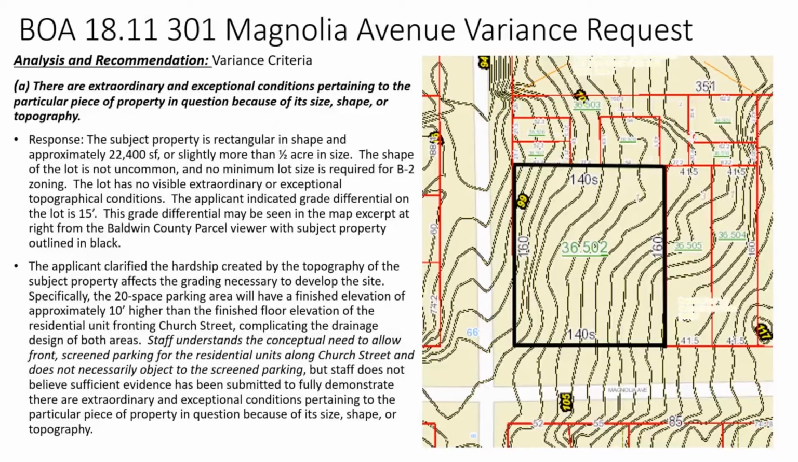And then we note the grade differential that we mentioned over there on the right side of the page. The property is slightly more than a half acre in size, almost a square property. It's slightly longer north to south. You'll also see the applicant clarified the hardship created by the topography of the site affects the grading. The applicant also noted that the finished elevation of the 20-spot parking area would be approximately 10 foot higher than the finished floor elevation of the 3 residential units.